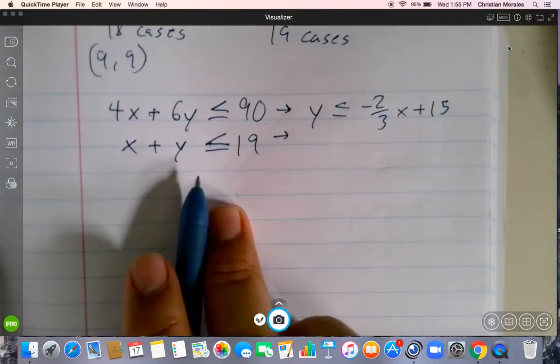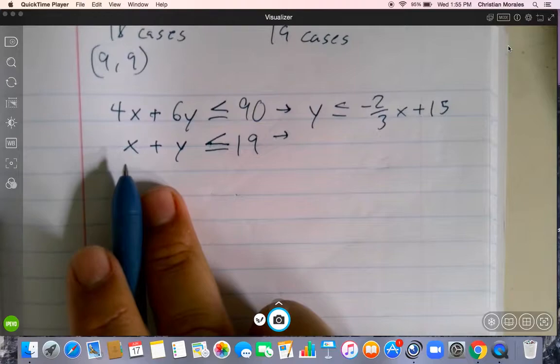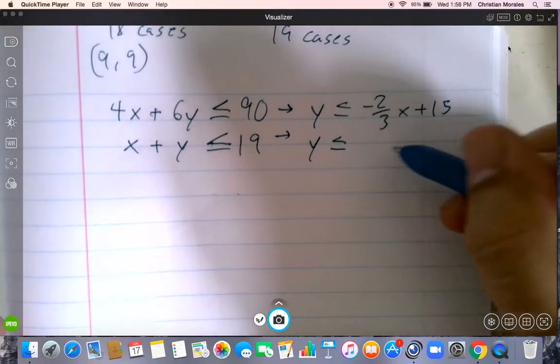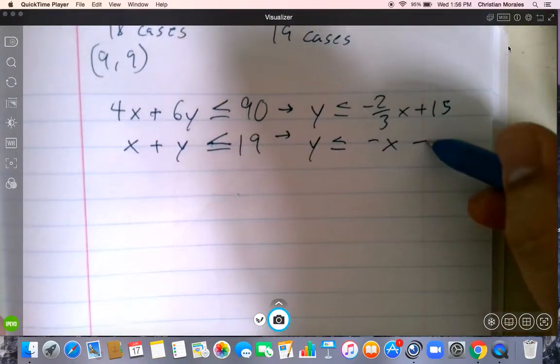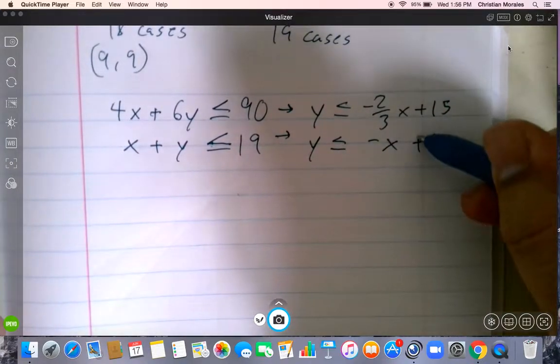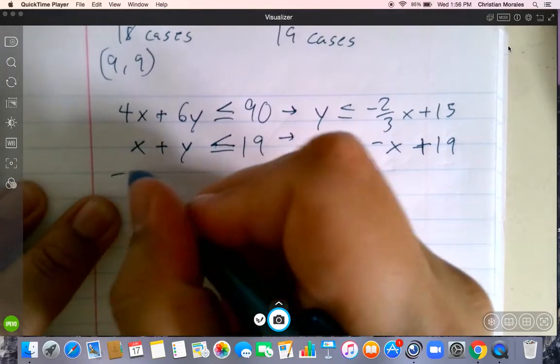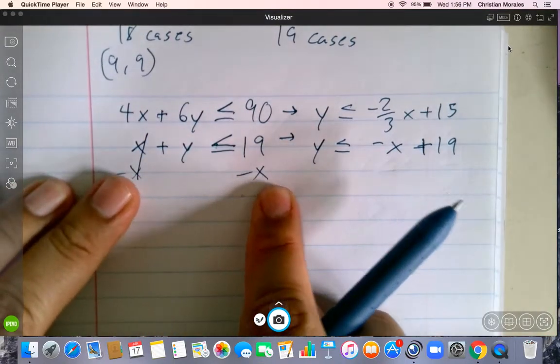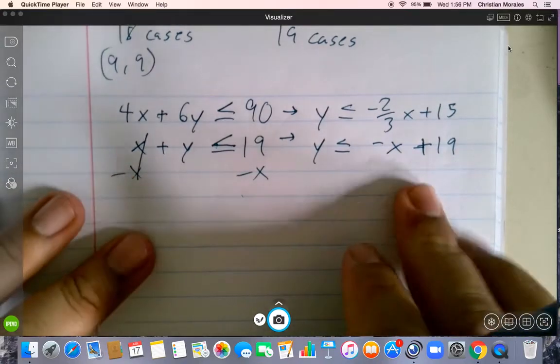Now this one's a little easier to change because you're only moving the x. And if you only move the x, you don't change any signs because you're not dividing. You're just subtracting x from one side, moving it to the other. The x cancels out. You're going to have that over here with 19. Then you take this to a graph.